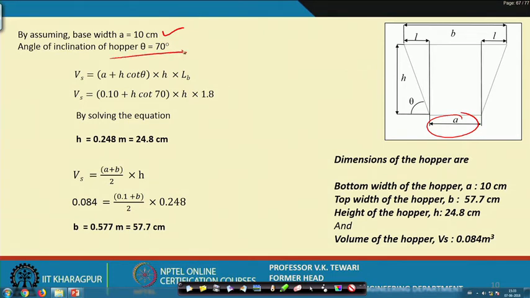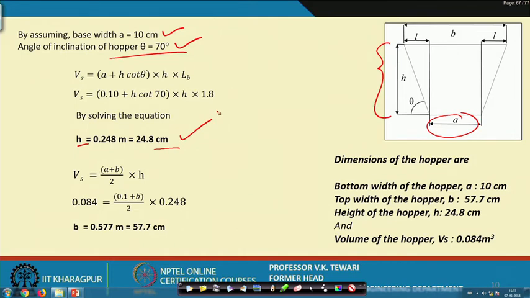Now, the angle of inclination of the hopper. This is important. While designing, we take a value higher than the angle of repose, and the value varies from about 68 to 72 degrees or so. Therefore, we have taken about 70 degrees. If you take this as 70 degrees, we are in a position to get the h value, which is this here: the total height will be 24.8 centimeter. If you put in those details, you will get this.